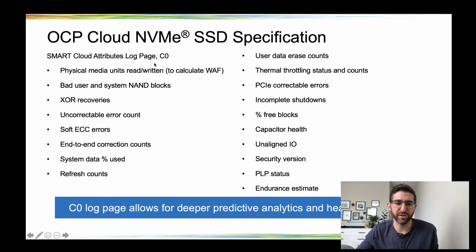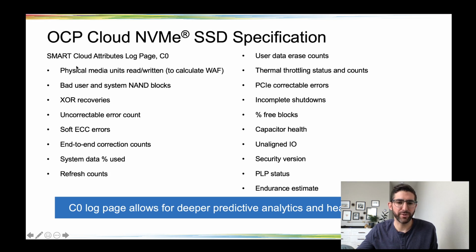It's called the SMART Cloud Attributes log page, and this is amazing because NVMe was designed, remember, to be NVM agnostic. It was designed to support 3D NAND or Optane or storage class memory, whatever have you. So a lot of the NVMe spec was written agnostic to NVM, but at the end of the day, most NVMe SSDs use NAND, and you want to learn about that NAND, especially when you're trying to debug issues. So what this SMART attribute log page does is provide an open source way, in a vendor's OCP log page, where you can run this command and dump the log page, and it will give you all this detailed information about XOR recoveries, bad user and system blocks, physical media units written.